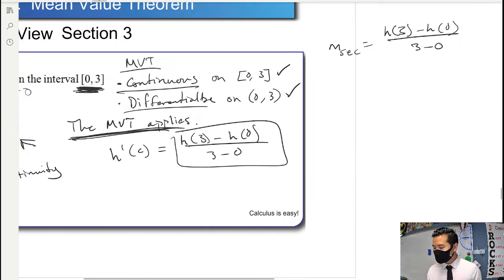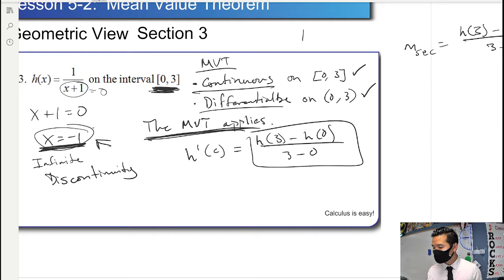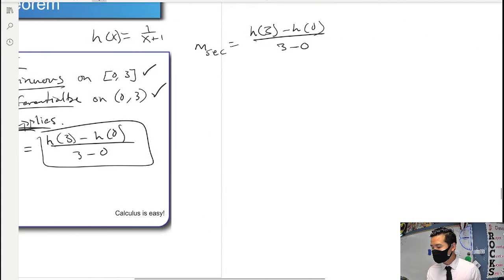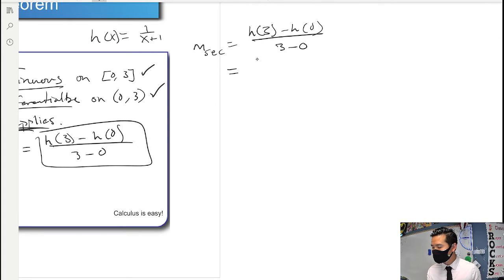What was the function though? h is 1 over x plus 1. So let's do that real quick. What's h of 3 equal to? 1 over 3 plus 1, right? Minus 1 over 0 plus 1, all over 3 minus 0. And I'm going to see what this equals.